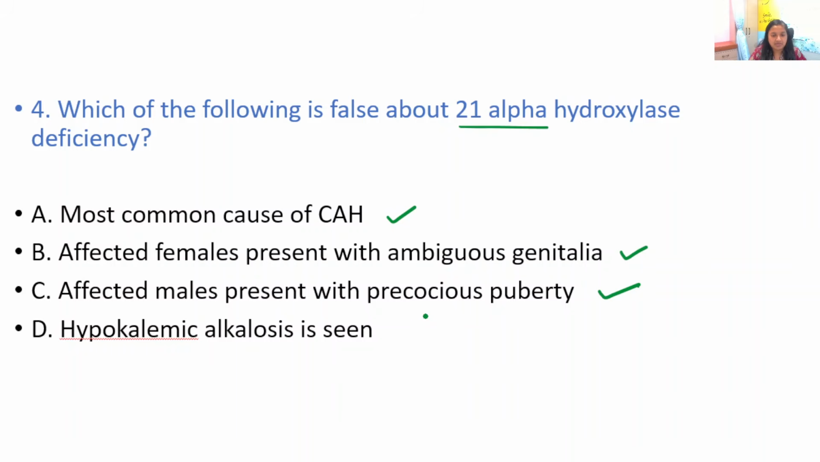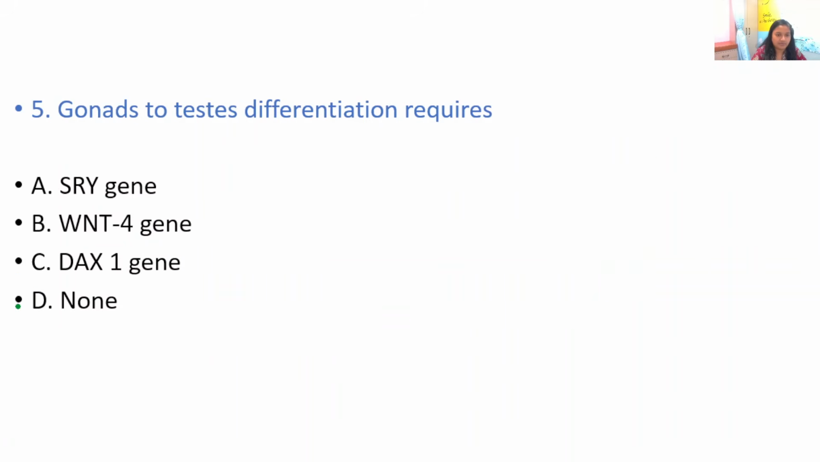And hypokalemic alkalosis is seen. No. 21 alpha hydroxylase deficiency has low sodium and more potassium. So hypokalemic alkalosis is not seen. This is the wrong answer. This is the false statement. The others are all true.